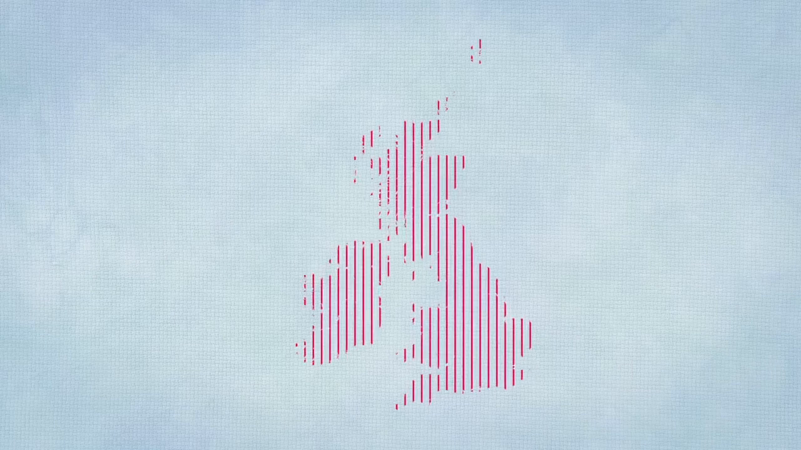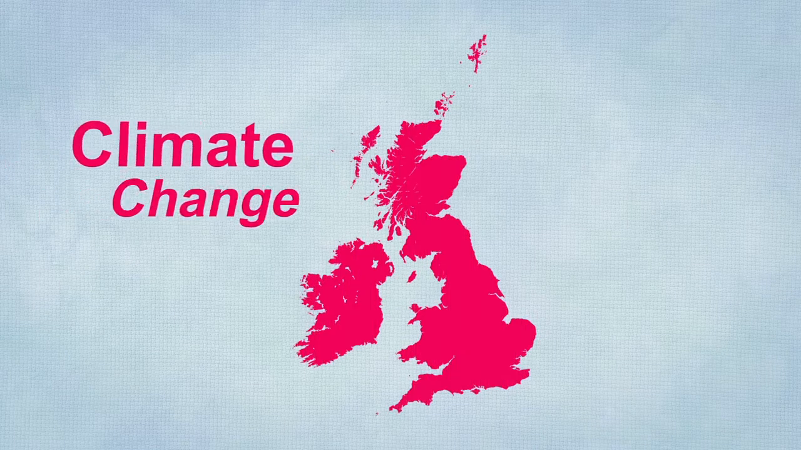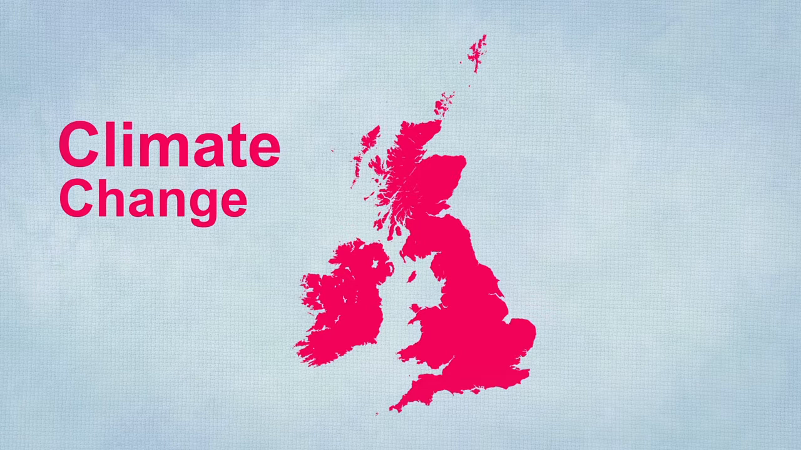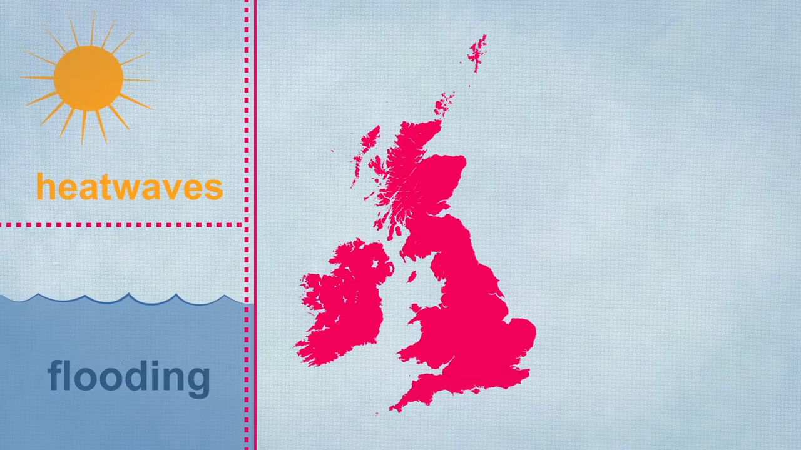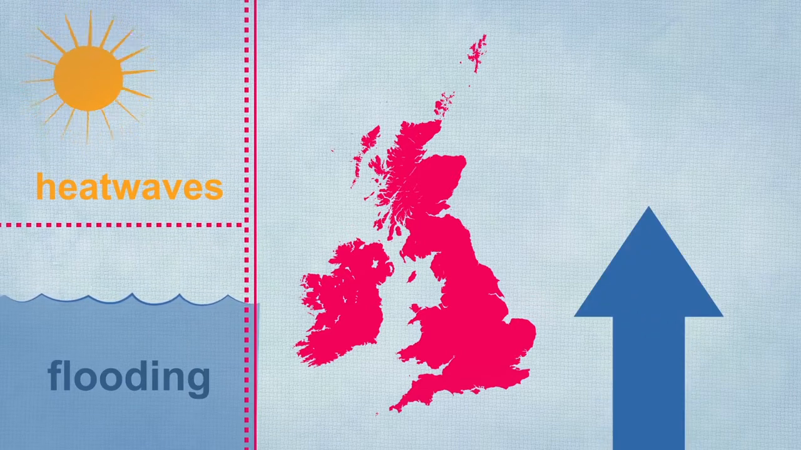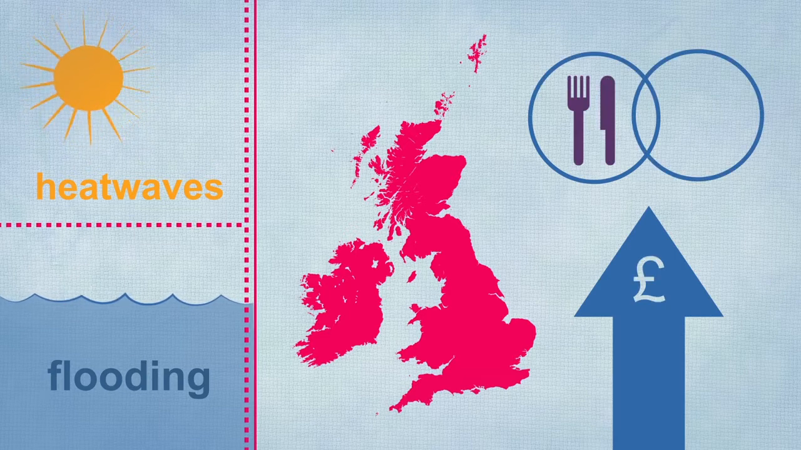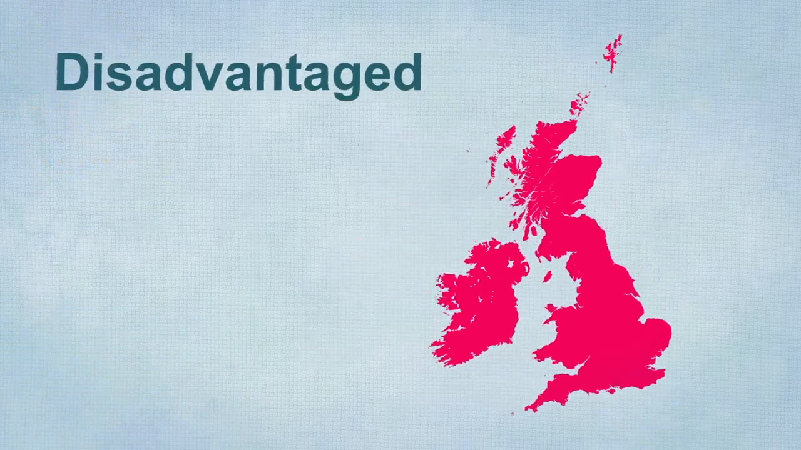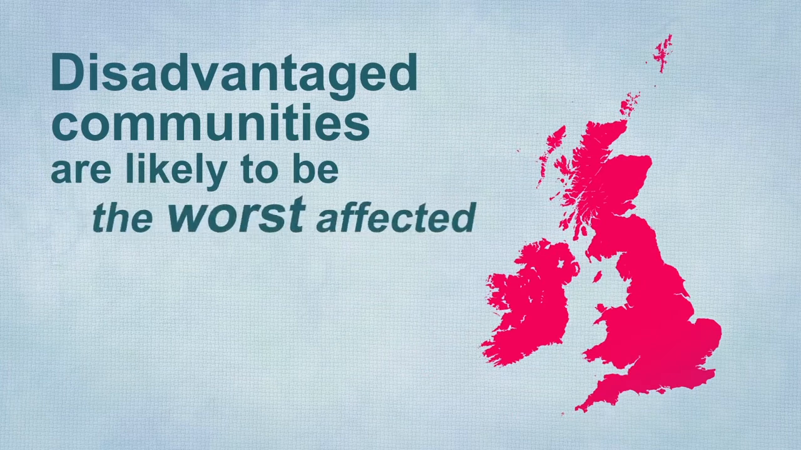The UK is increasingly under threat from the impacts of climate change. We can expect more frequent extreme weather, like flooding and heat waves, which may mean an increase in the costs of living, including food and household energy bills. Disadvantaged communities are likely to be the worst affected.